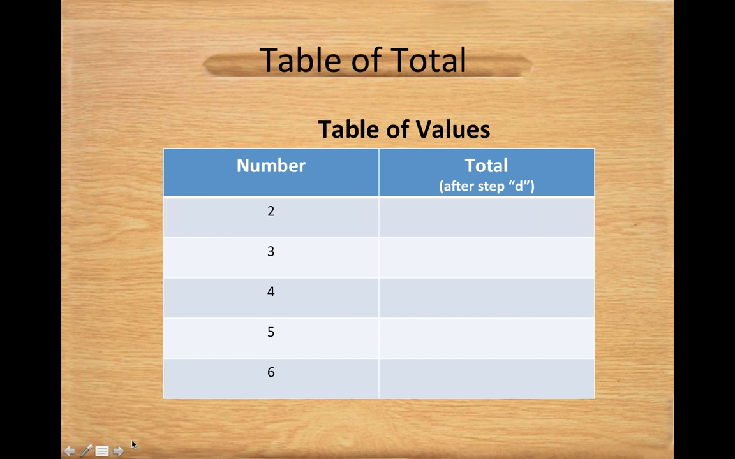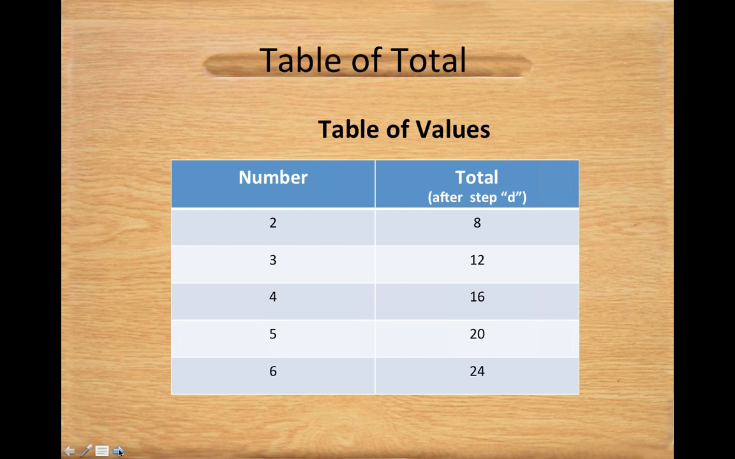So after we've done that, this is what the table should look like. We have the number 2, the total would be 8. The number 3, the total would be 12. The number 4, 16. 5 is 20. 6 is 24. So I'm going to call this now my set of ordered pairs.